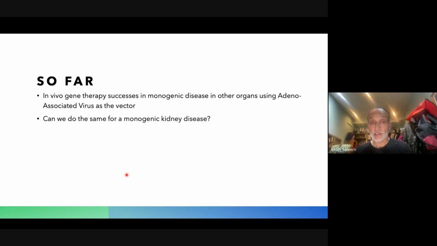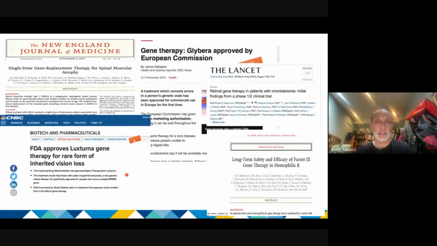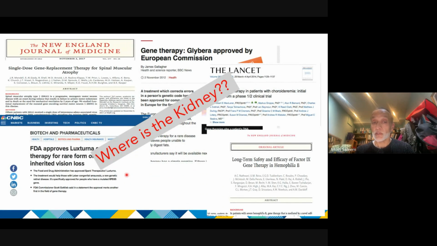The question we asked ourselves is, can we do the same for a monogenic kidney disease? And the question was, in all of these successes, where is the kidney? There's been no successes so far in the kidney space. And that's partly down to the fact that the kidney is so complex. It has lots of highly specialized cells, at least 40 different highly specialized cells. And so targeting the right cell type and without having off-target effects elsewhere has proved really quite difficult.